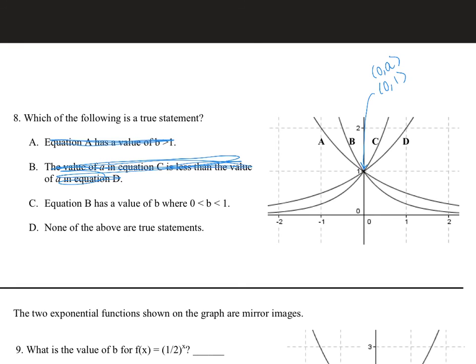Let's cross that out. Apparently I'm not a good crosser outer. There we go. All right, so equation B has a base B, where 0 is less than B, which is less than 1. Let's look at B. Using my little man, he's walking downwards, which means that is decay, which means that our B value is less than 1 but greater than 0. So that looks like a pretty good statement. I'm going to circle that one because it is true. That means that D is obviously not an option. So equation B showed decay. Decay means that our B base value is between 0 and 1.